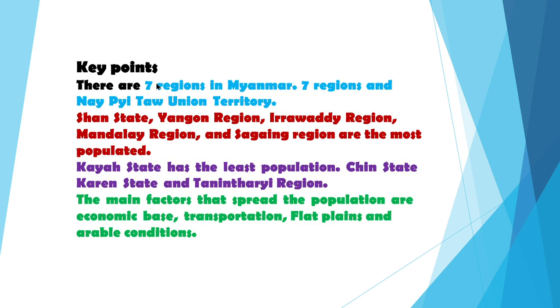Key points. This is basically just a summary of the one that I just read and explained. There are 7 states and 7 regions in Myanmar, and Naypyidaw Union Territory. Shan State, Yangon region, Irrawaddy region, Mandalay region, and Sagaing region are the most populated. Kayah State and the Tanintharyi region have the least population in Myanmar. The main factors that spread the population are economic-based, transportation, flatlands, and arable conditions, like the ones that I explained at first.